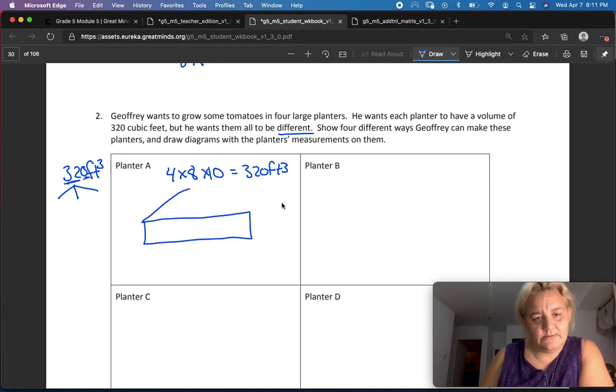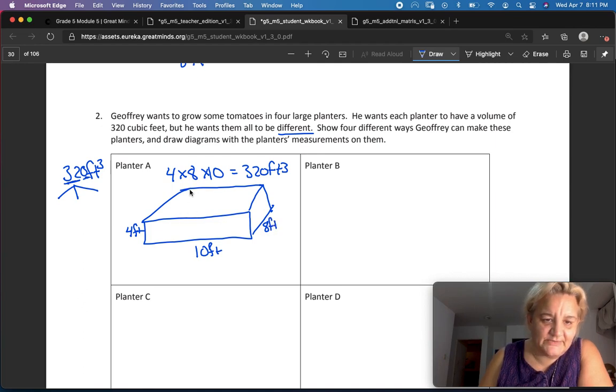This is where you're going to get some practice drawing. So the length would be 10, the width would be 8, and the height would be 4 feet. And if you want to show me that that's hollow, you just draw an extra line there, and an extra line here, and an extra line there. It shows it's empty, right? Okay, now we still have 320. Let's see how else we can break this apart.